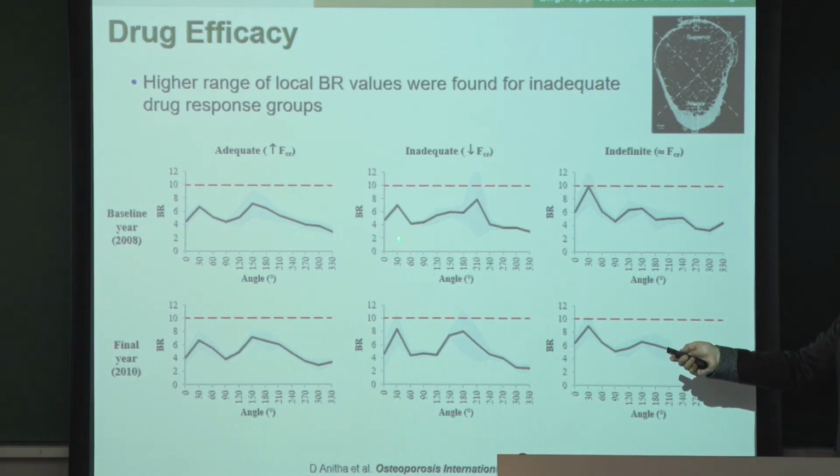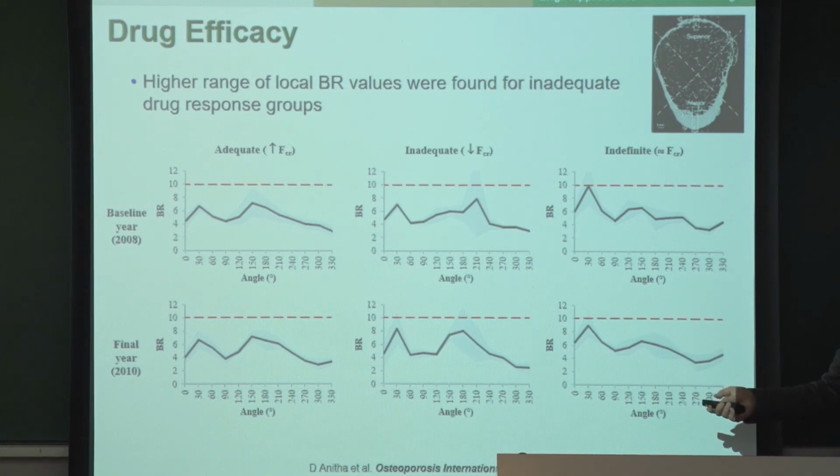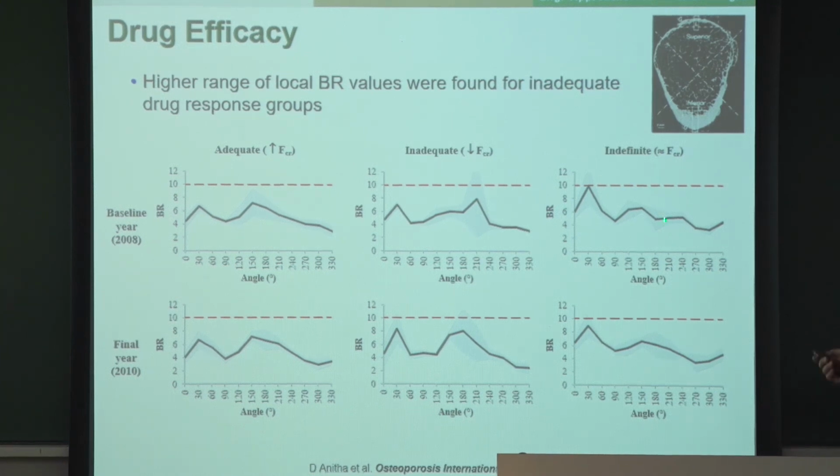In 2008, you see at 30 degrees, the buckling ratio is about 7, right? Now, in 2010, this group is getting up to 8 or over 8. It means that this bone is actually getting weaker in terms of geometric analysis. This one, actually, you see that there's not much difference in the indefinite group.